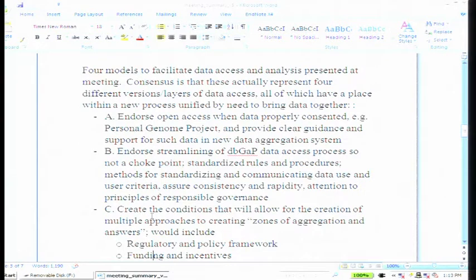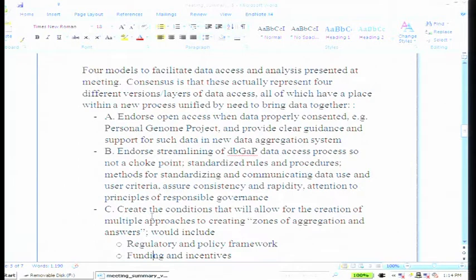And so we endorsed open access when the data are properly consented. And I should say this is, again, the small group. And we'll need to decide whether we agree with this. Endorse open access when data are properly consented, for example, with the Personal Genome Project, and believe we should provide clear guidance and support for such data in any new data aggregation system.